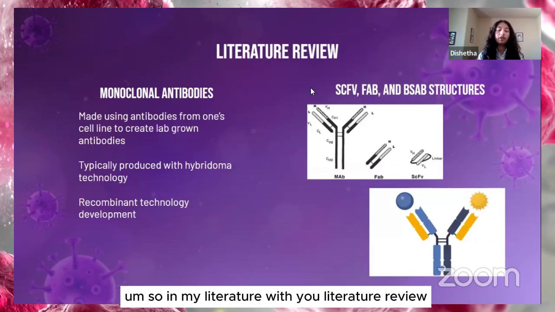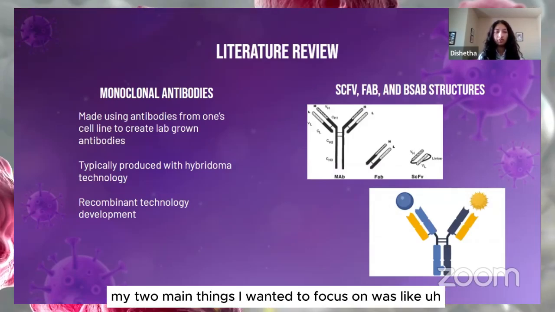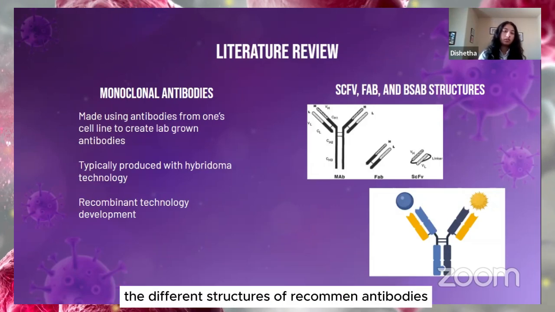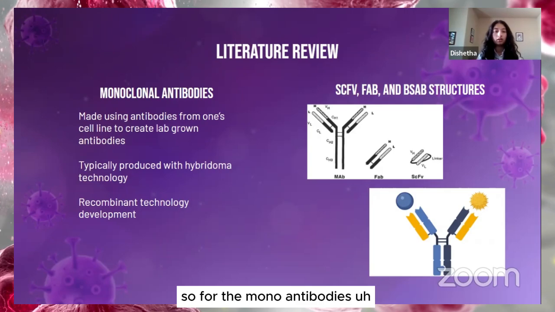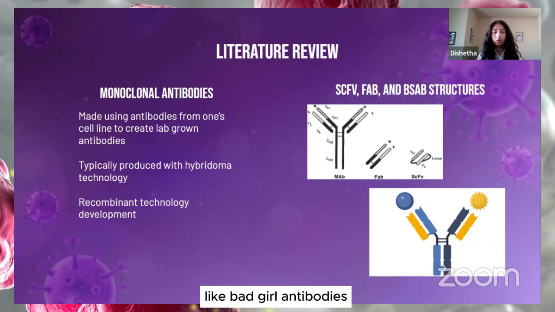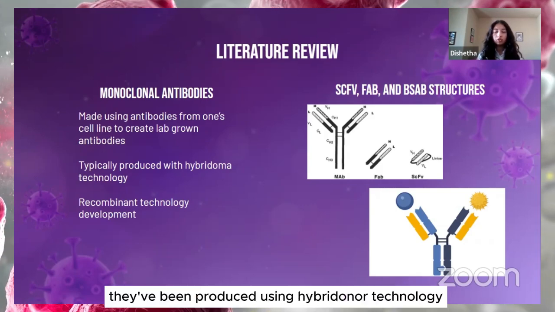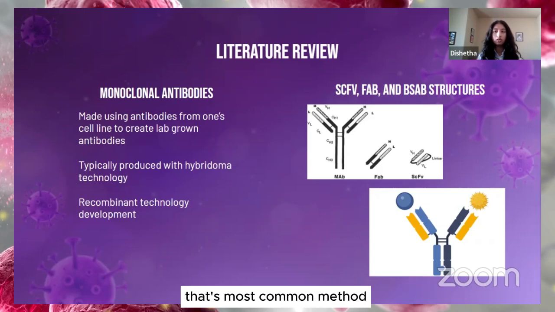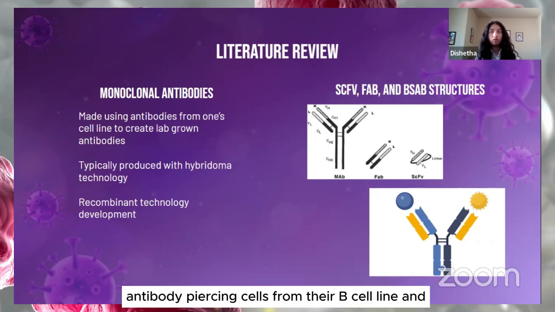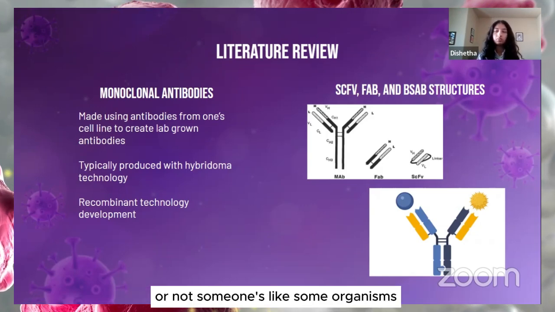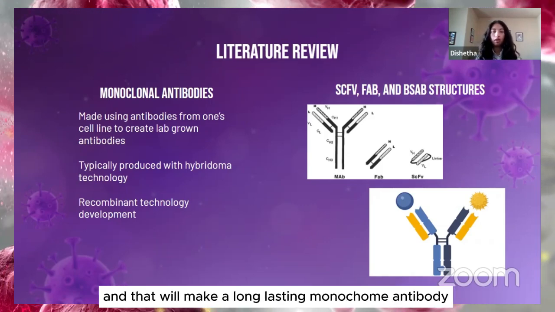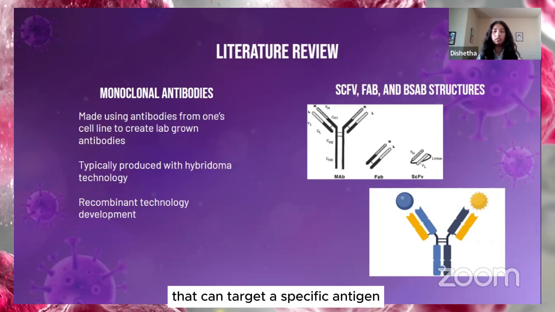So in my literature review, my two main things I wanted to focus on were how monoclonal antibodies were made and the different structures of recombinant antibodies. The monoclonal antibodies are made using antibodies from one cell line to create lab-grown antibodies. Historically, they've been produced using hybridoma technology. That's the most common method, where you take antibody-producing cells from the B cell line of some organisms, and then you combine that with an immortal myeloma cell, and that'll make a long-lasting monoclonal antibody that can target a specific antigen.